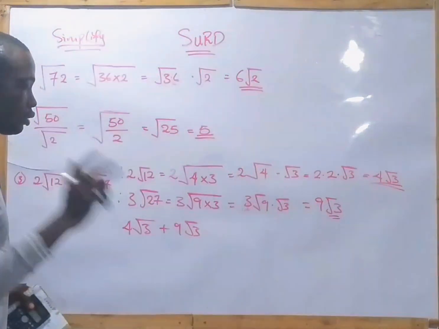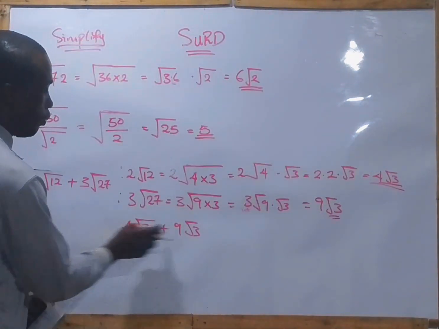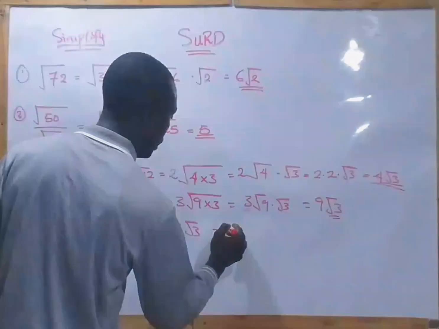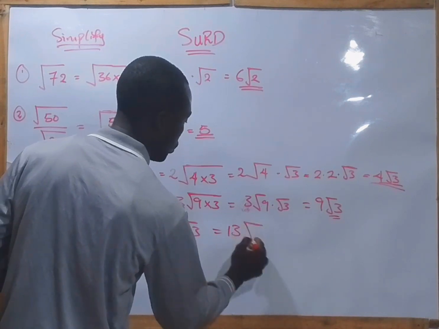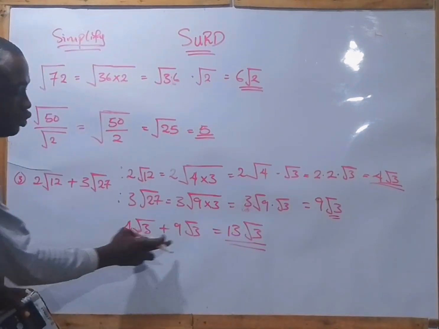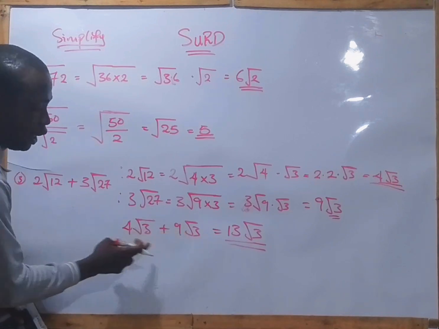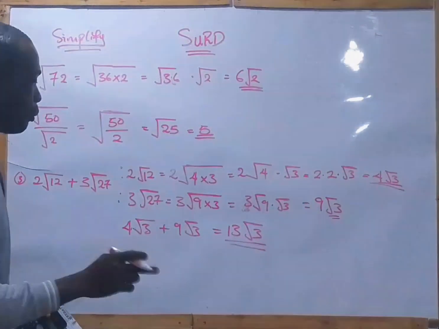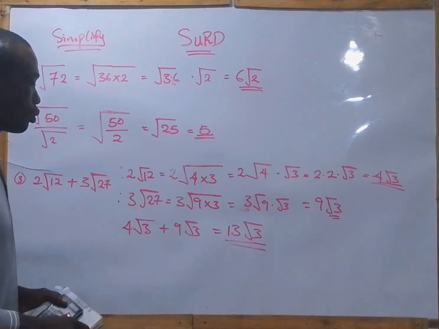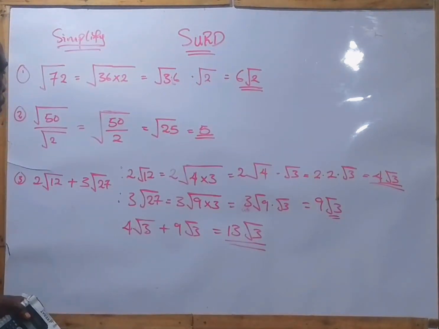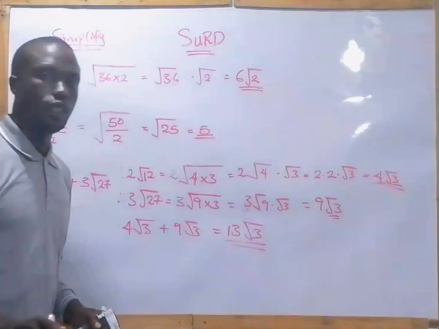We pick only one root 3. 4 plus 9 will give us 13, so definitely we have 13 root 3. Since we have just root 3 and root 3, we pick only one root among the 3 of them. We pick only one root. So that is how questions like this are answered.